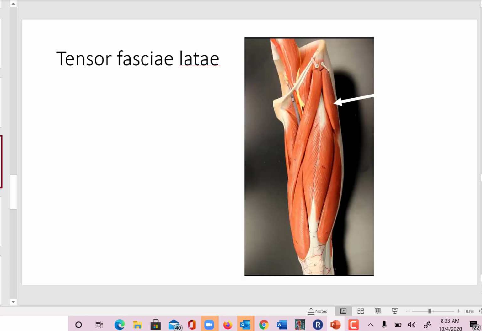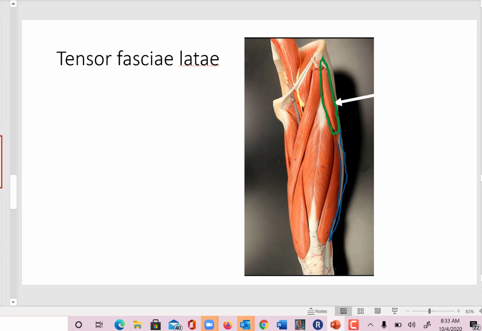Now we have the tensor fasciae latae. Sounds like it's a Starbucks coffee. It's this tiny little muscle here on the lateral aspect of your thigh. And this white part that you see down here is the fascia that it's going to insert into. It's called the iliotibial tract of fascia.